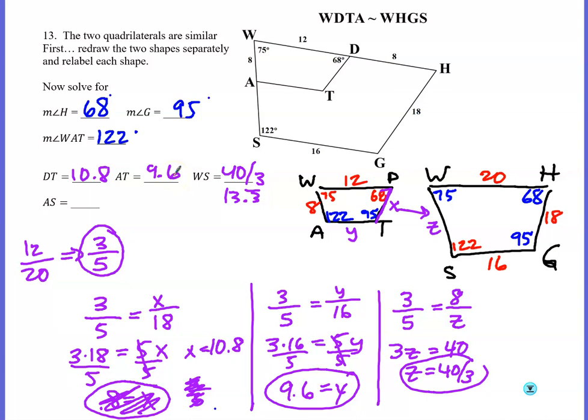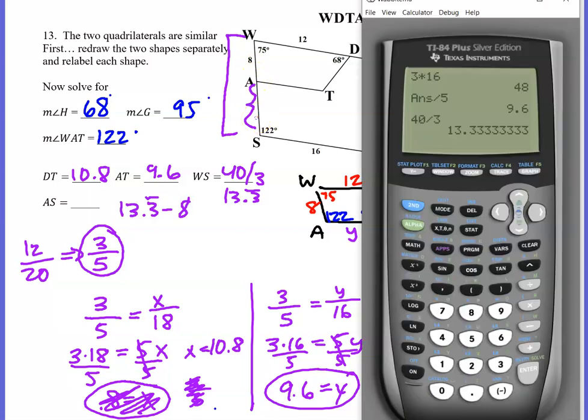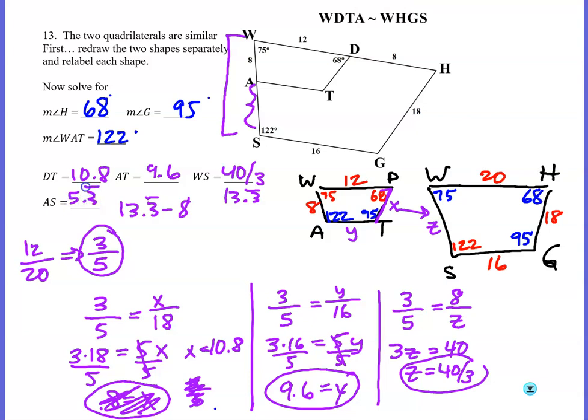All right, last but not least, this one's a little tricky. I need AS. Well, AS is this part, so you have to do a little extra work. If the whole thing, WS, was 13.3 repeating, or I'm going to use 40/3, and this little part was 8, we take away that 8 and get what's left. Even if you didn't have a perfect decimal, you could take 40/3 in your calculator and then take the 8 away. So I end up with 5.3 repeating.